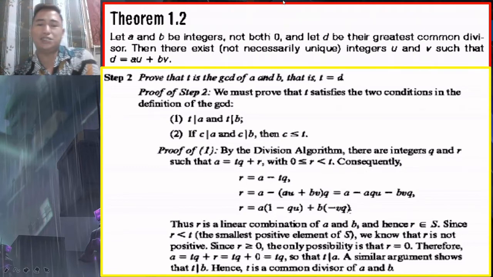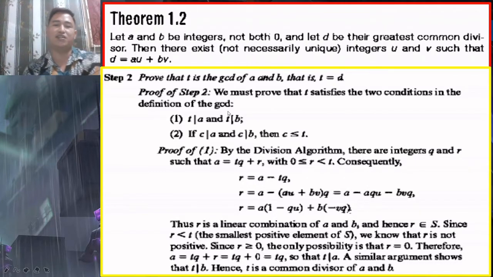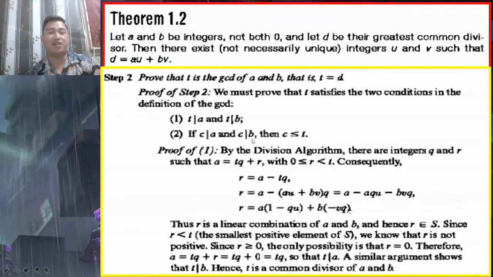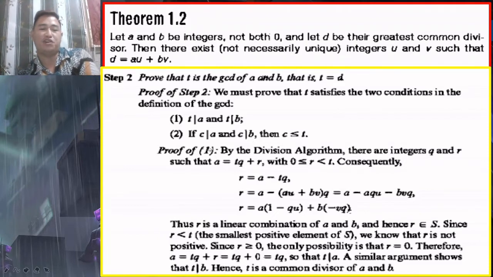Okay, proof of step 2. We must prove that T satisfies the two conditions in the definition of GCD. Okay, kadi man definition sa GCD, no? T divides A, T divides B. Okay, di ba? Katulad tong D man to ganina. Dapat ingani siya class. Si T mo divide kang A, then si T mo divide kang B. Okay, so proof of 1.